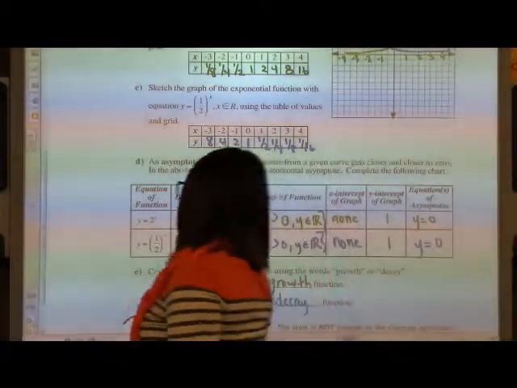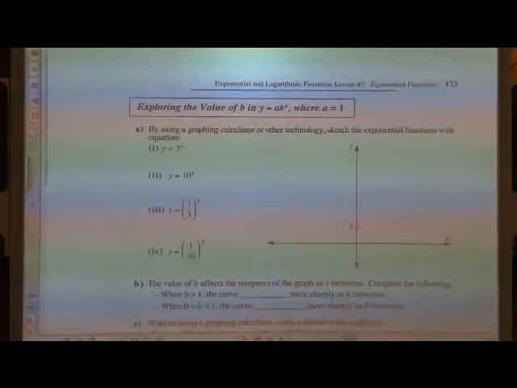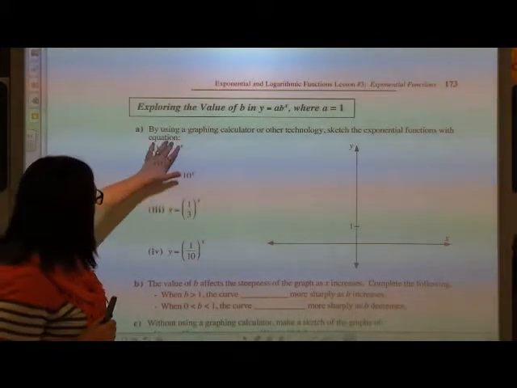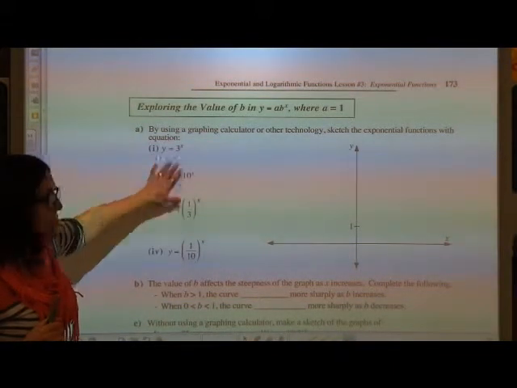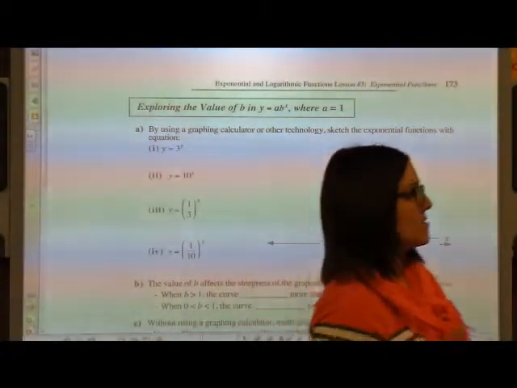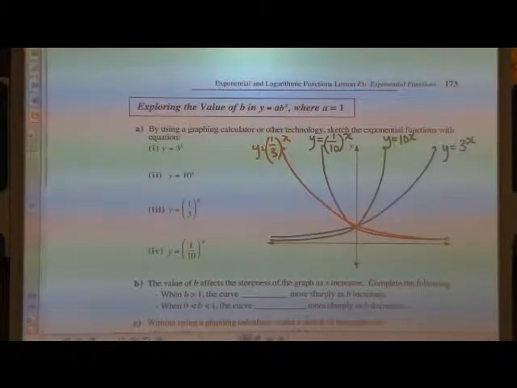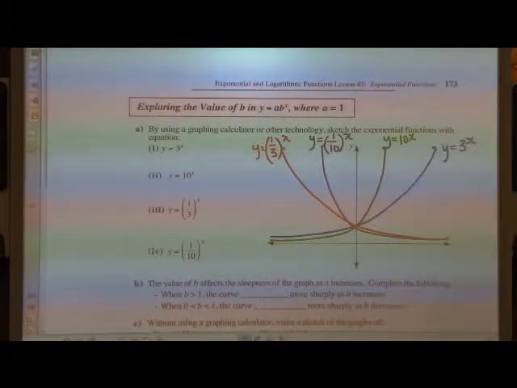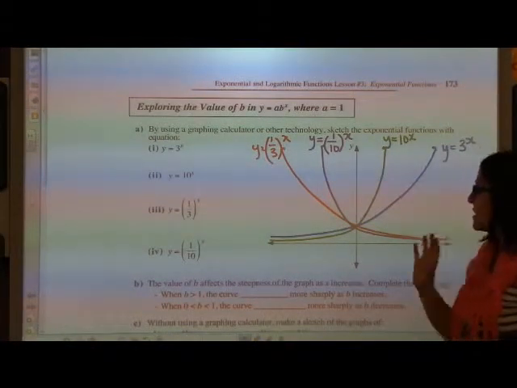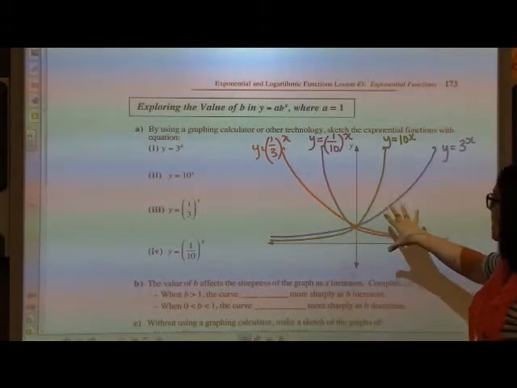So now, if we look on the next page, I would like you to pause and take a moment to graph these 4 functions and then sketch them so that we can see what the value of b does to my graph. I'm going to give you a moment, and when you turn it back on, the 4 graphs will actually be in place.